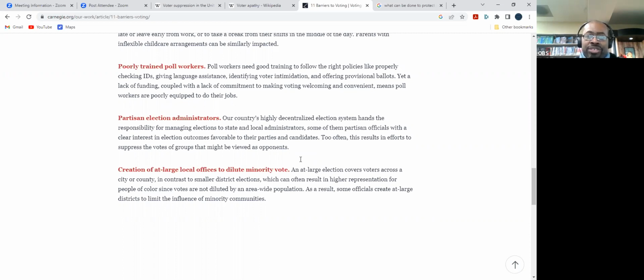Sometimes this happens on a state level as well, where they would pack minorities in a different area, or they kind of chop it up. It's called cracking, where they chop up a district to where the district looks kind of weird.